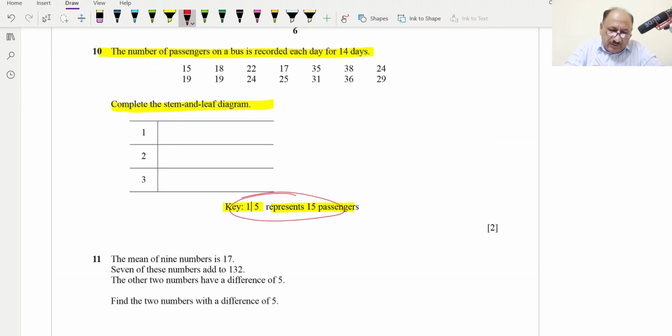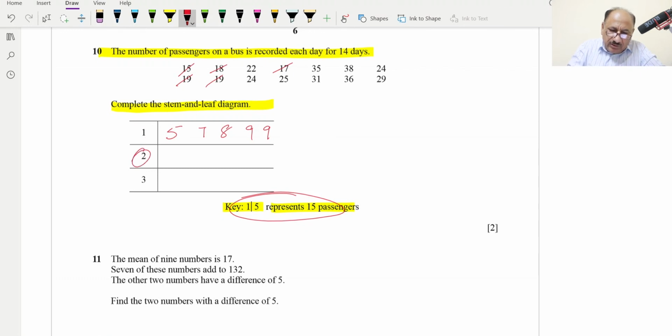First number 1 is here, so for 15 we will take this one, 5 will be here. Next number we can take 17, 1 is on this side, so 7 we will write over here. And next number is 18, so 8 over here. Then 19, 19 two times, so 9 and 9. So this 1 is done.